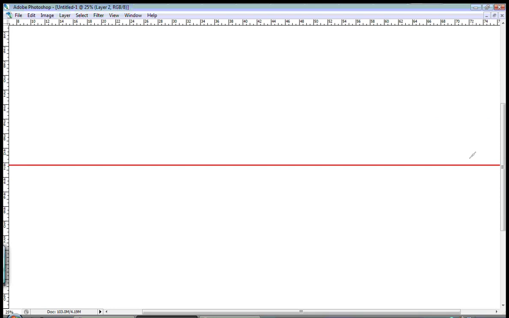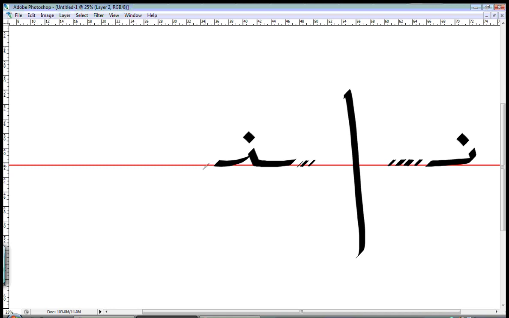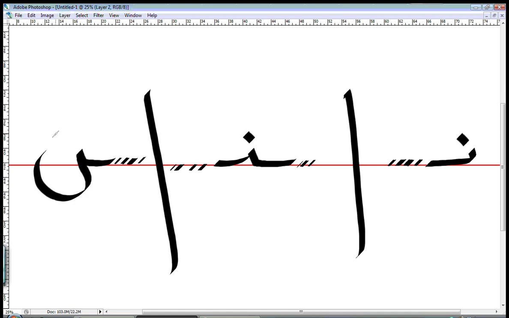So, the beginning of the word looks like a ba, but the dot is above. In the middle of the word, it's also like the ba, but the dot is above. But at the end of the word, it's written the same way that it's written in the alphabet, like many other letters. And it's like that. So this is the letter Nuun, in the beginning, middle, and end of the word.